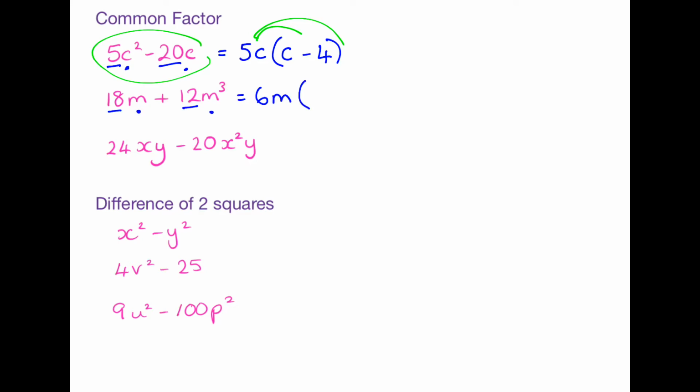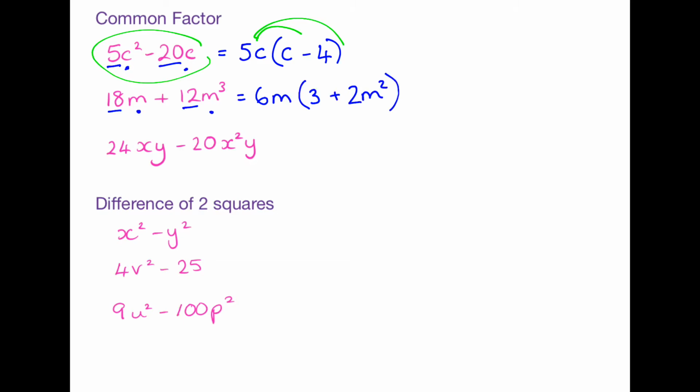Okay, so 6M times this term here has to be 18M. So 6M times 3 is 18M. And then we need this term here. When we do 6M times this one, it's going to give us positive 12M cubed. So for a start, we need a plus. 6 times 2 is 12, and M times M squared is M cubed.